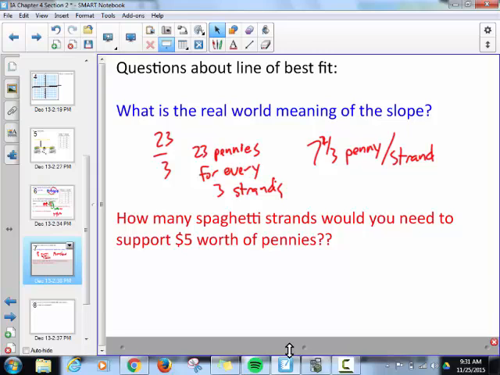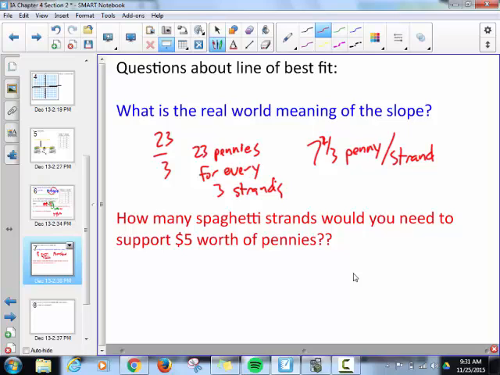Well, what if I wanted to know if we had $5 worth of pennies, how many spaghetti strands it would take to hold that? Well, first of all, my equation was y equals 23/3x plus 2. So where would that $5 go? Well, which one is the strands and which one is the pennies? The y were the pennies, right? And the x's were the spaghetti strands, back from our original. So this has to go in for the y.